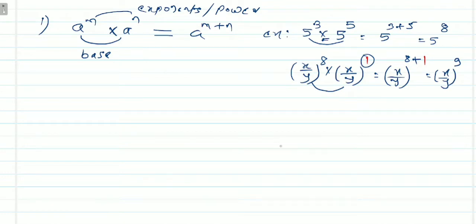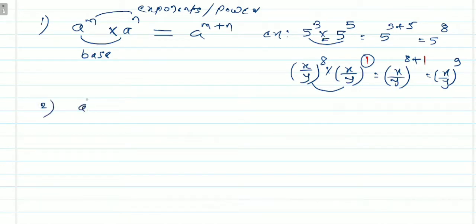The one important thing here is that this bracket is very important, because if I write it like this, then it indicates that the power is only for x, not for y. So the question is changed. Therefore the power has to be given to the bracket. Okay, so this is the first formula.